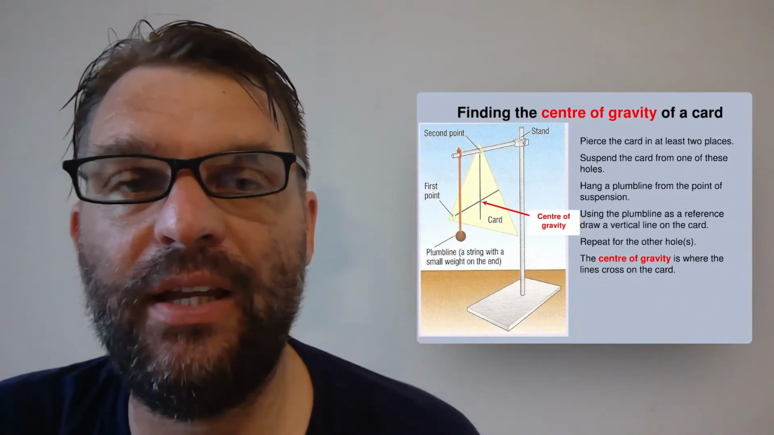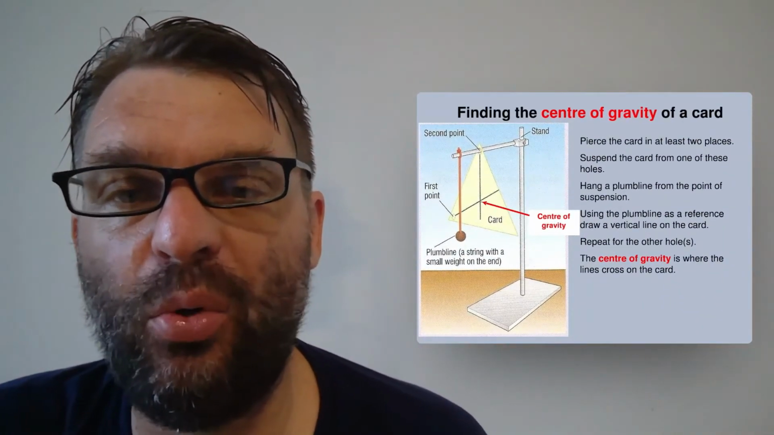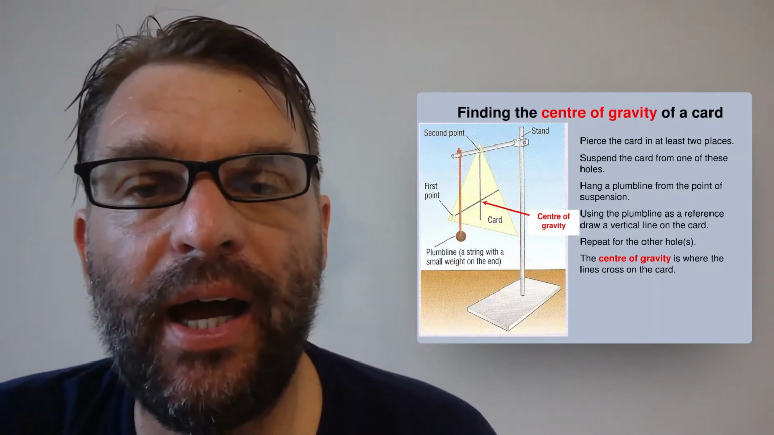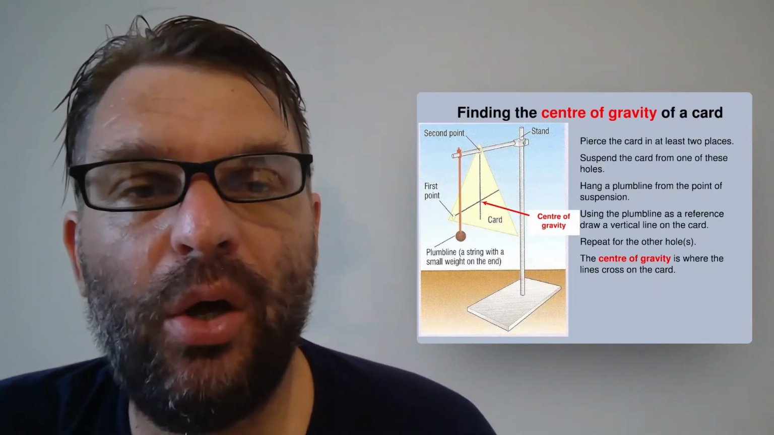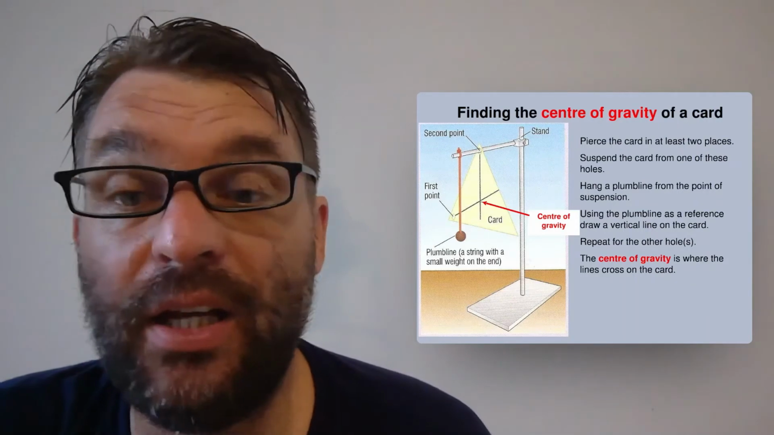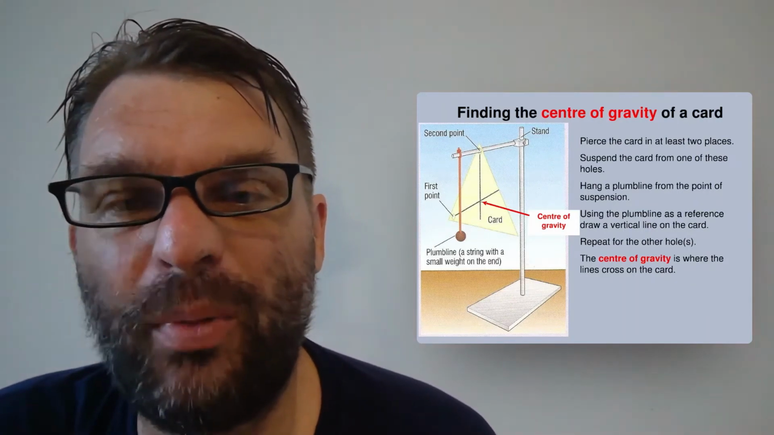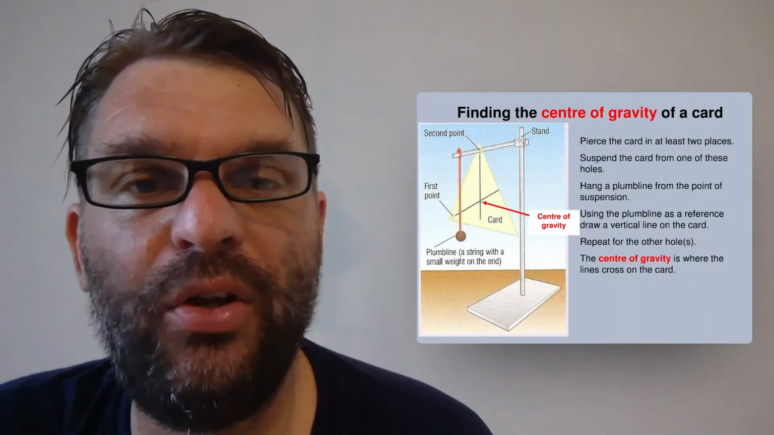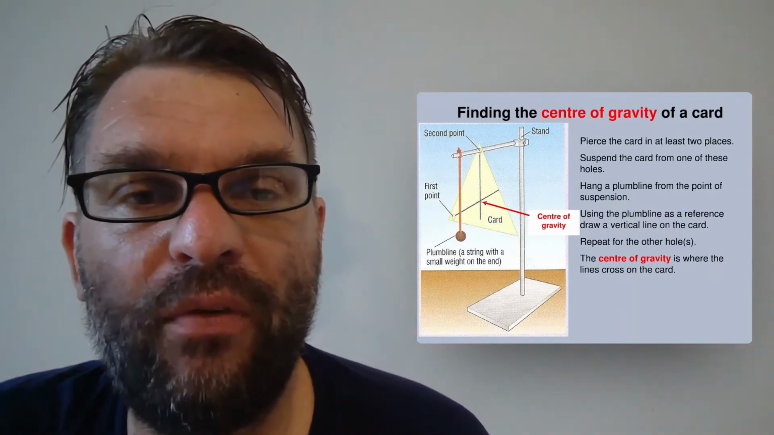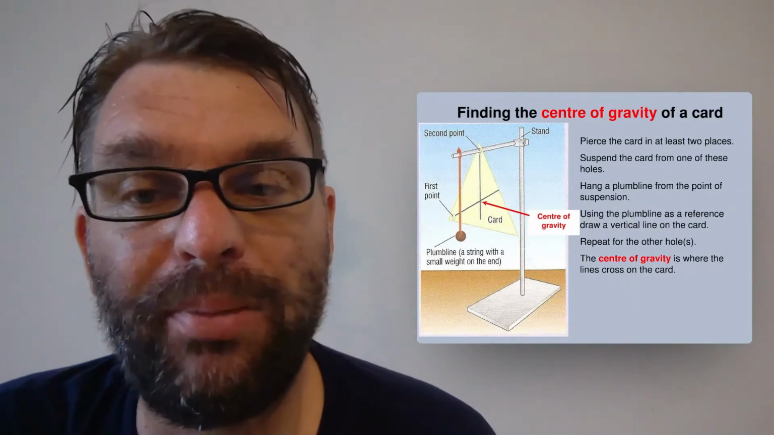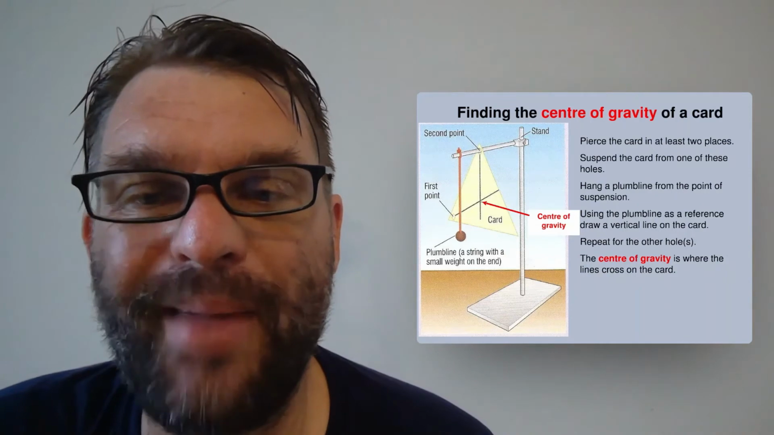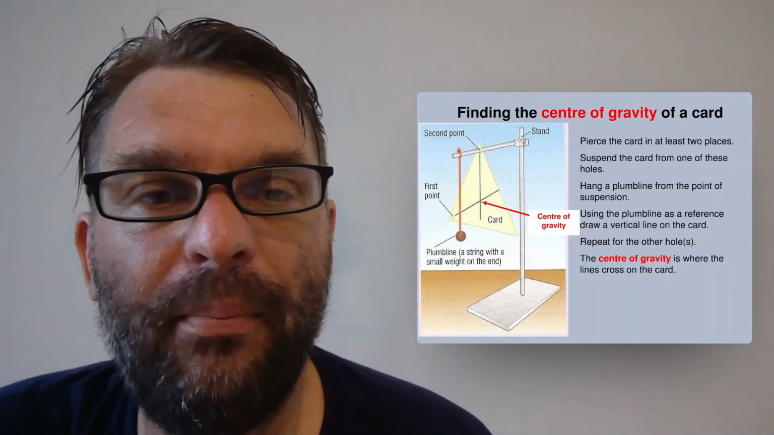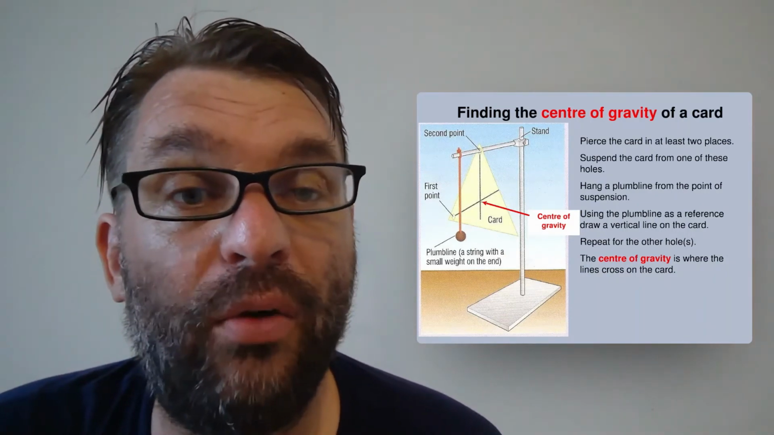So how do you find the center of gravity for an object, or in this case a card? We'll do this experiment in class. Pierce the card in at least 2 places, preferably about 3 to get a number of values. Suspend the card from one of the holes, and then use something called a plumb line, which is essentially just a piece of string with a mass at the bottom, on one of these holes.